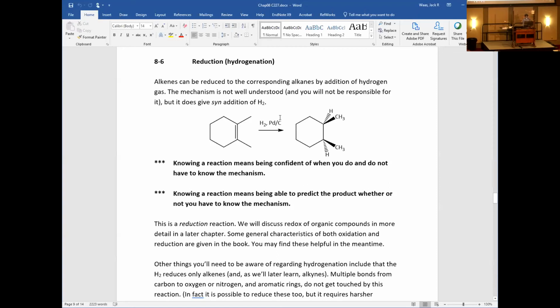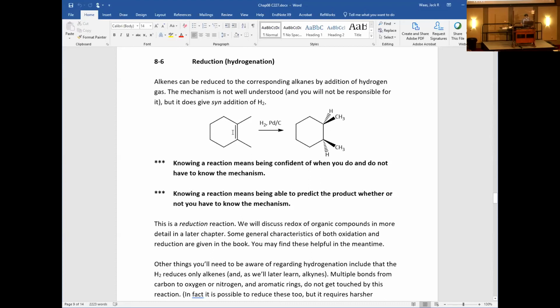The mechanism of this reaction is not well understood. Certainly, I don't know what it is. Your book does a hand-waving thing, and they try their best, but I'm skeptical. My understanding is that even the best minds still don't really know what this mechanism is. And if they don't know what it is, you can draw your own conclusion about whether you're going to have to know the mechanism. However, the end result is easy to understand.